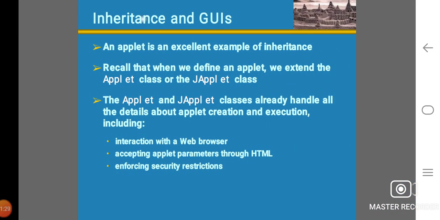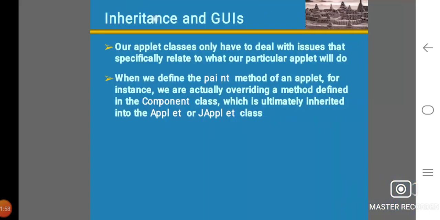Interface inheritance and GUIs. An applet is an excellent example of inheritance. Recall that when we define an applet, we extend the Applet class or the JApplet class. The Applet and JApplet classes already handle all the details about applet creation and execution, including interaction with the web browser, accepting applet parameters through HTML, and enforcing security restrictions.